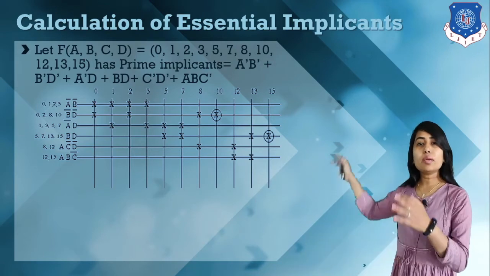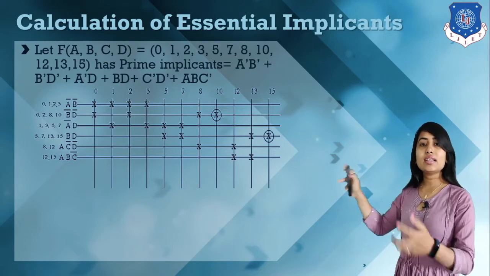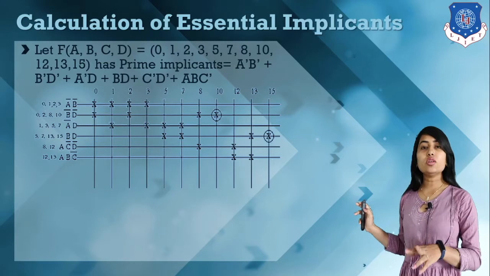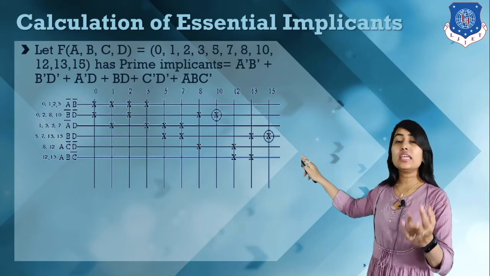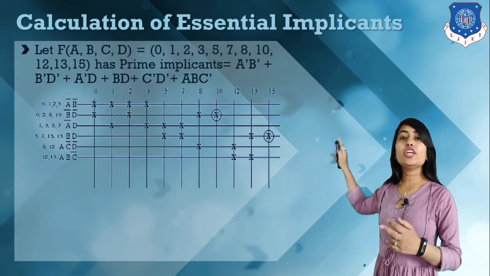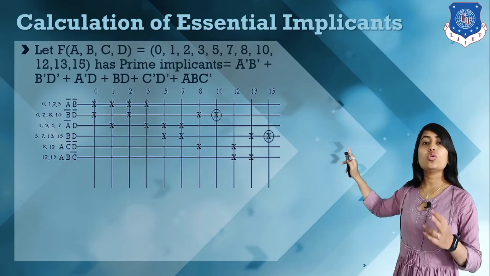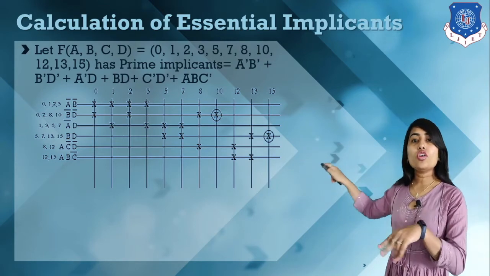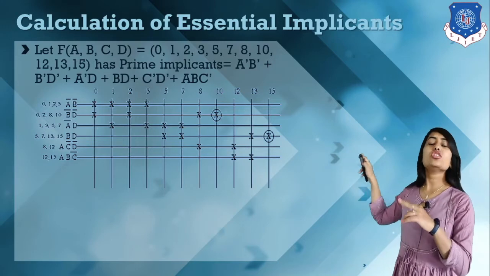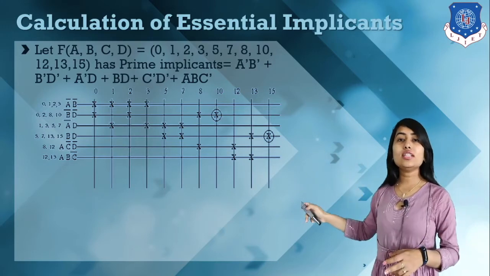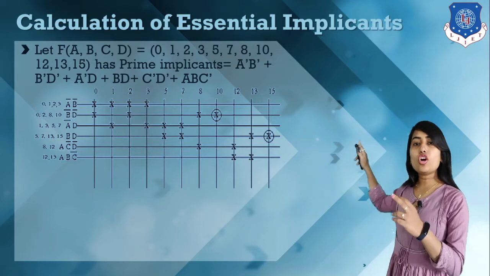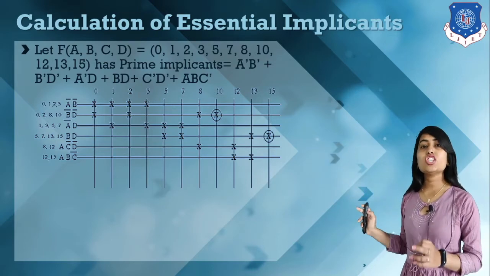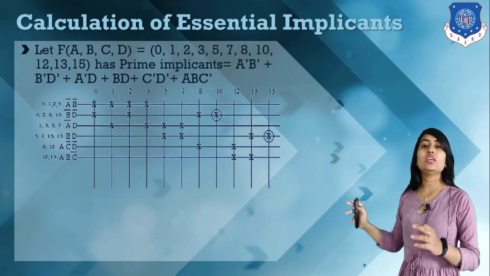Now we mark a line like this, and mark a cross over the terms which are used. As in this 0, 1, 2, 3, we mark a cross at 0, 1, 2, 3 and so on. For all the prime implicants, we mark all the entries, with a cross for the terms which are included in the given prime implicant.